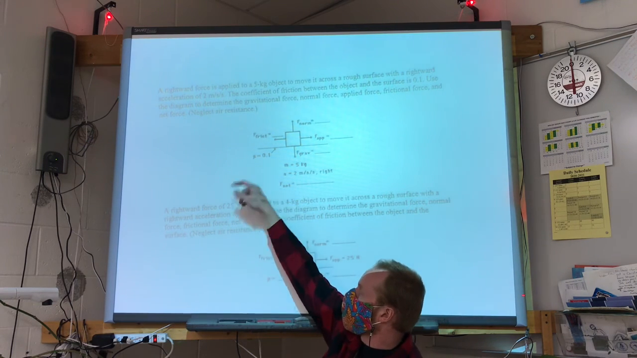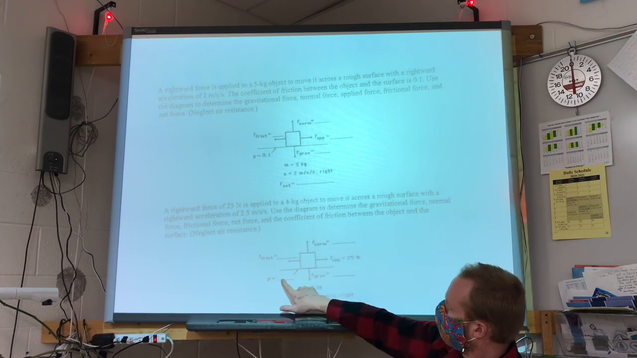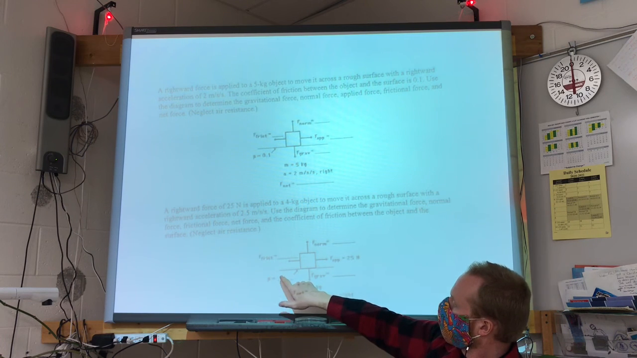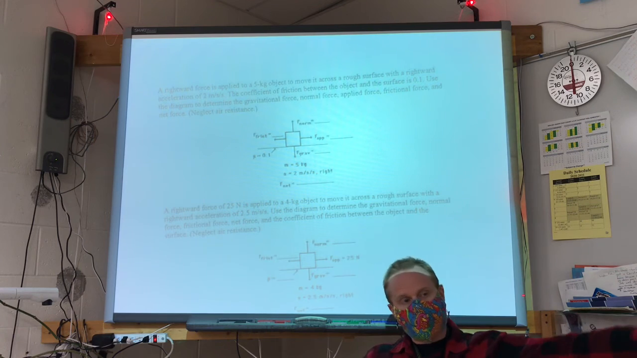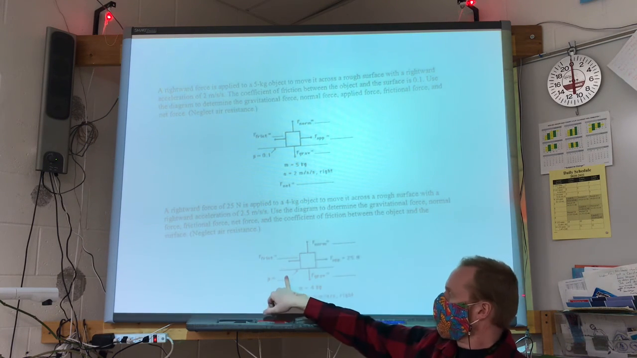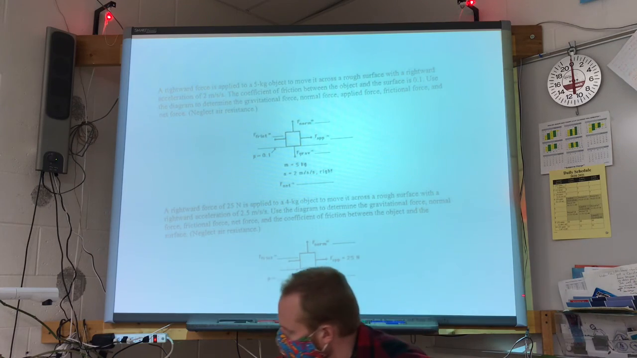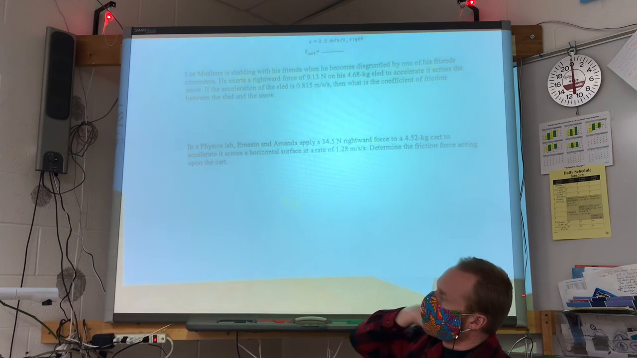New coefficient of friction. In this problem, I'm asking you to solve for the coefficient of friction, so you need to fill in that value. The only equation that has mu in it is that one on the board. So you're going to have to determine force of friction and normal force to then solve for that mu. The last two problems are just word problems that you need to draw a free-body diagram for.